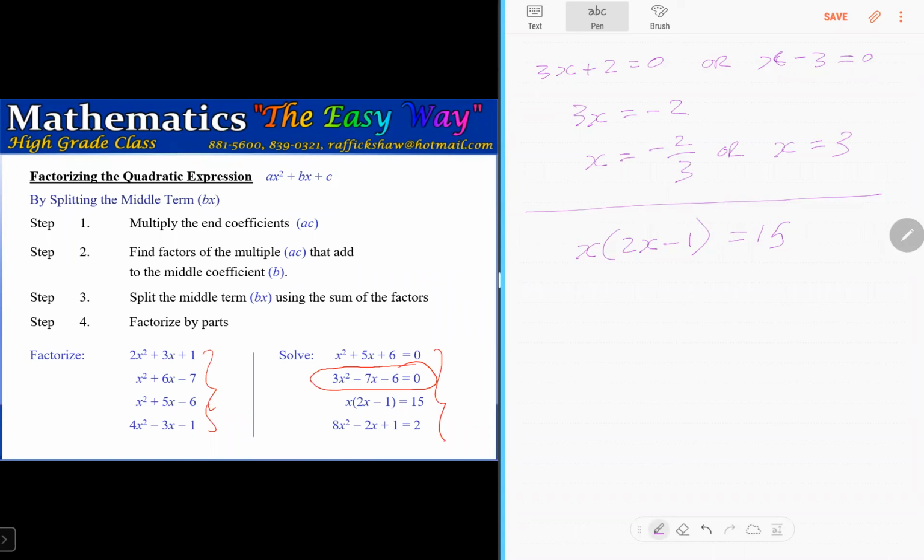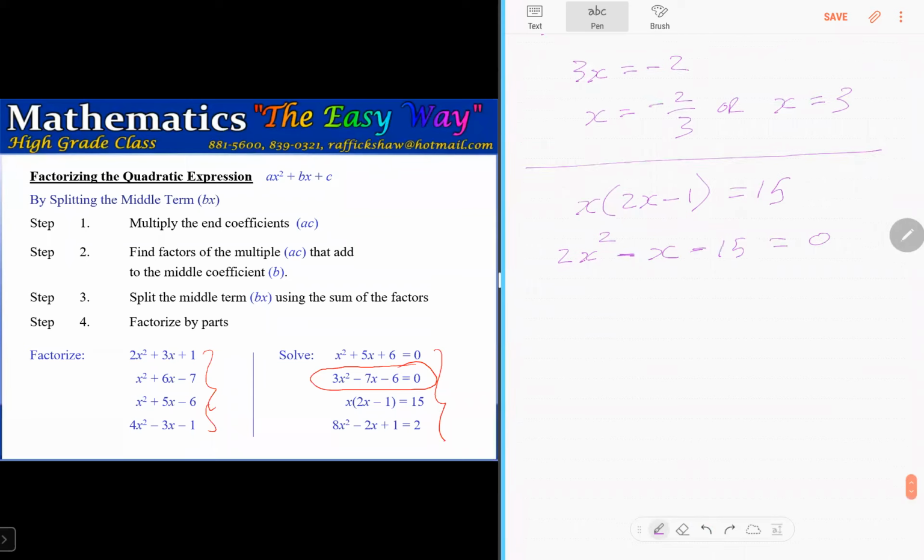All right. So when I expand it, I'm going to get 2x squared minus x minus 15 equals 0. Understand what I get, right? Now remember, the coefficient of x is really negative 1, with a negative 1 there. I can put it or I can leave it. So watch this now. Then I'm going to split it.